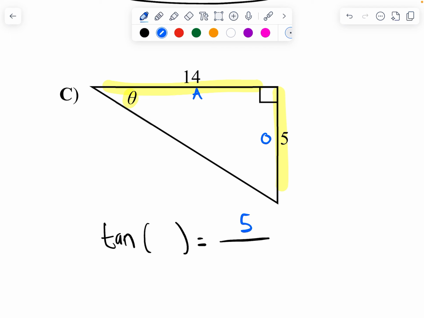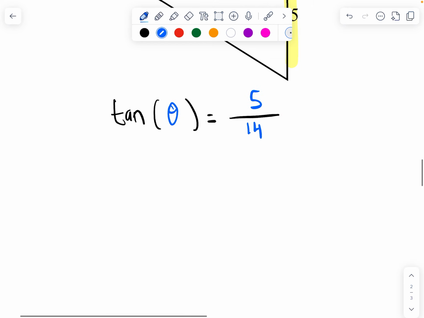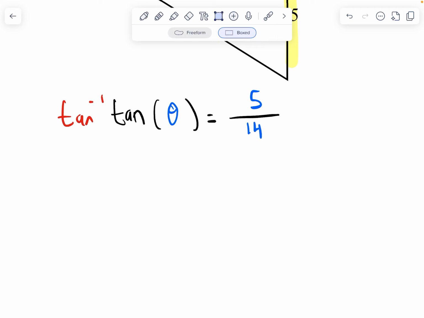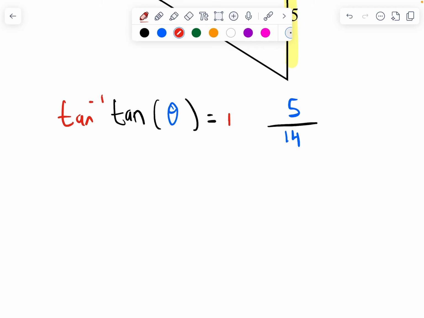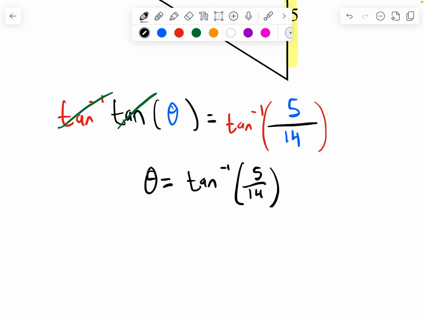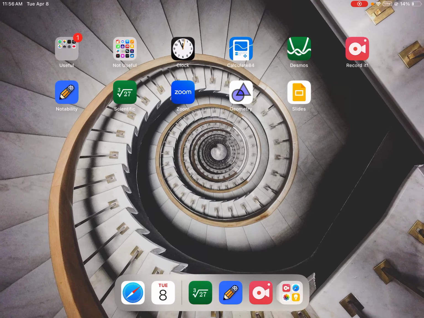So the opposite's 5, adjacent is 14. Angle, we don't know. Right? Undo tangent to get to the angle by using its inverse function. So I'm going to move that off to the side. Inverse tangent. There we go. So those undo each other, and you're left with theta equals the inverse tangent of 5/14. You've solved for theta. You are done, right?